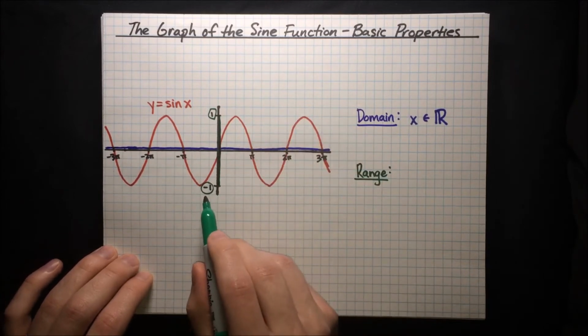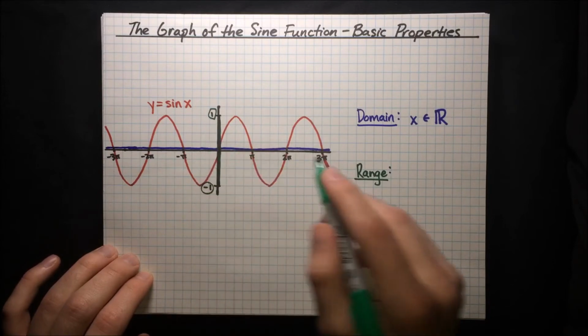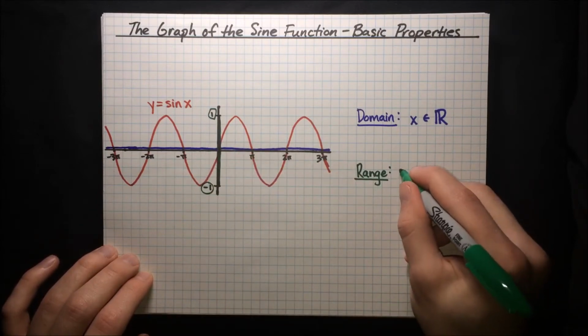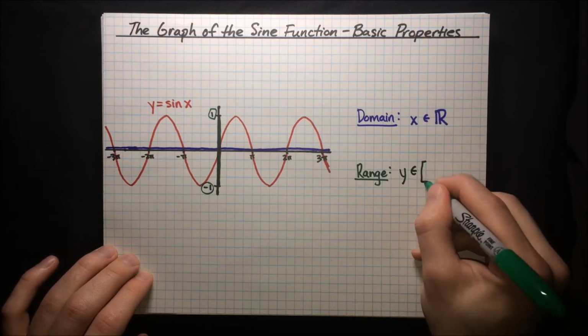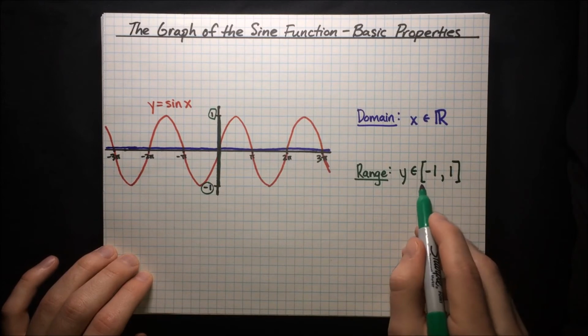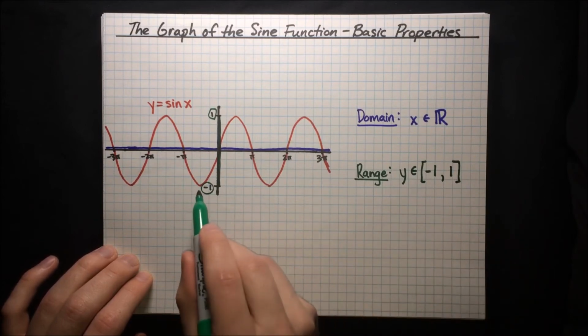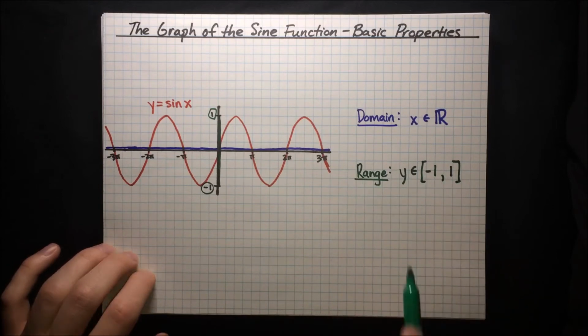So the range then is just the interval from -1 to 1. We can write that as y is in the interval [-1, 1] using brackets, because it can attain the value of -1 and it can attain the value of 1. So there's our range.